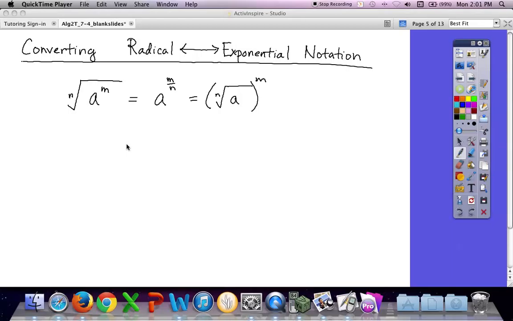And we're calling it radical notation when you see the radical, right? That's radical. And rational or exponential notation is when you see it raised to a fraction as a power. That's called exponential.